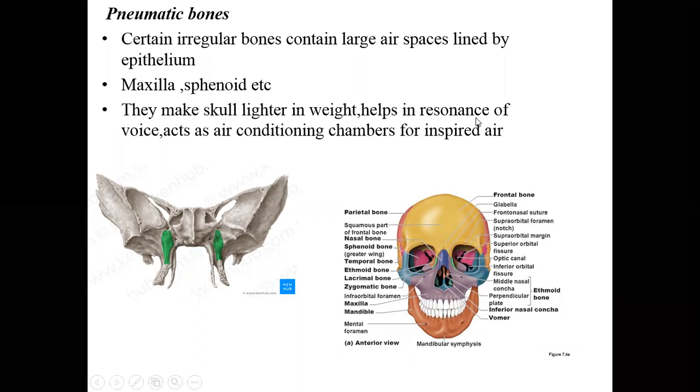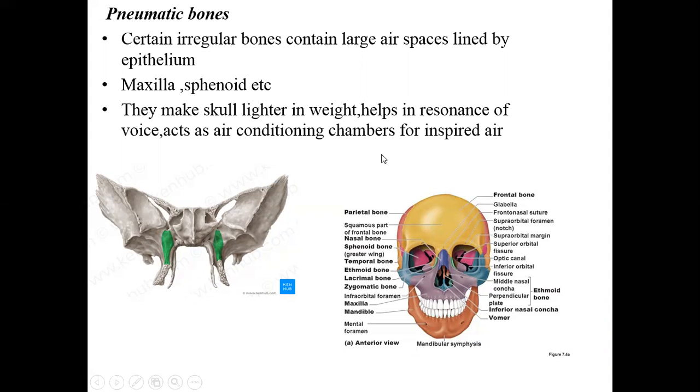It also helps in resonance of the voice. The resonance of the voice depends on the air sinuses seen inside the pneumatic bones, because some bones near the nose are pneumatic bones and have air spaces. So this has an important role in the resonance of voice, and they also act as air conditioning chambers of inspired air. If the inspired air is cold, the maxillary air sinuses can make it warm. That is another function.